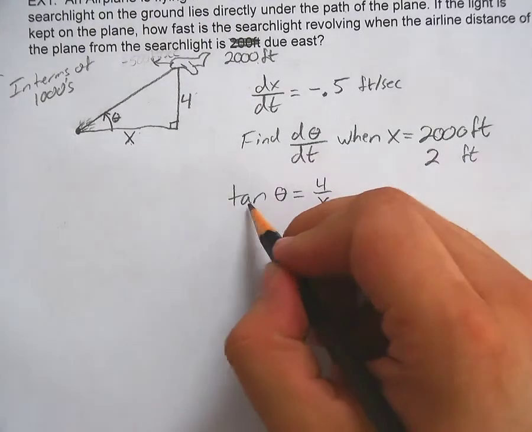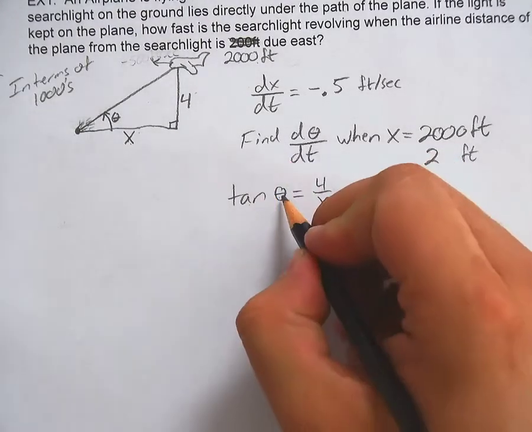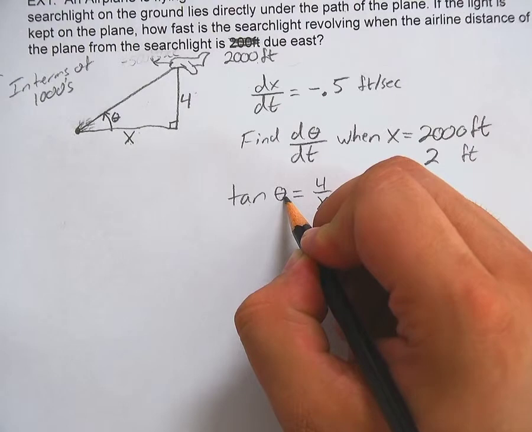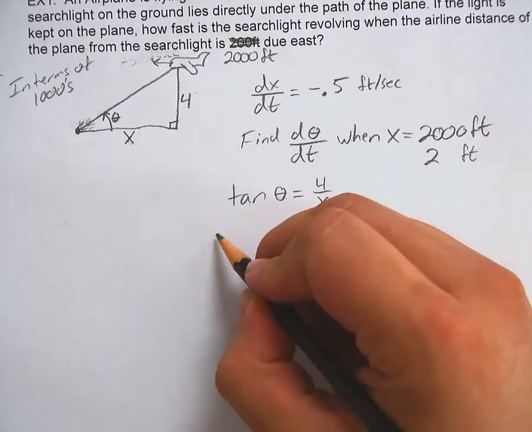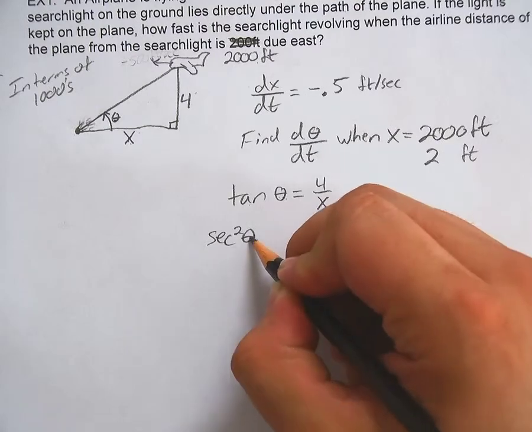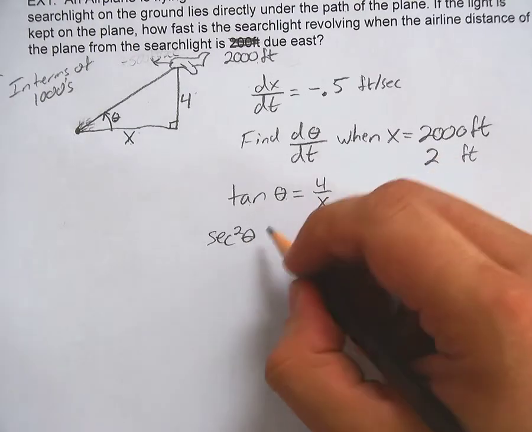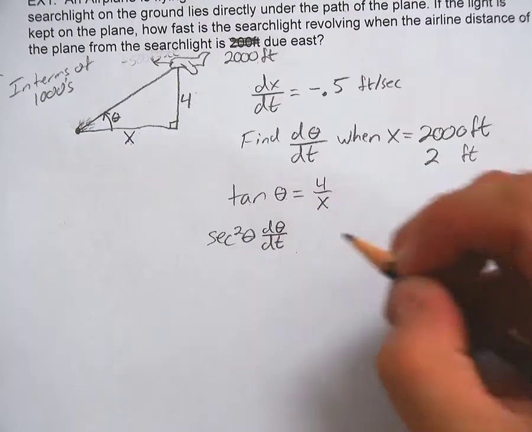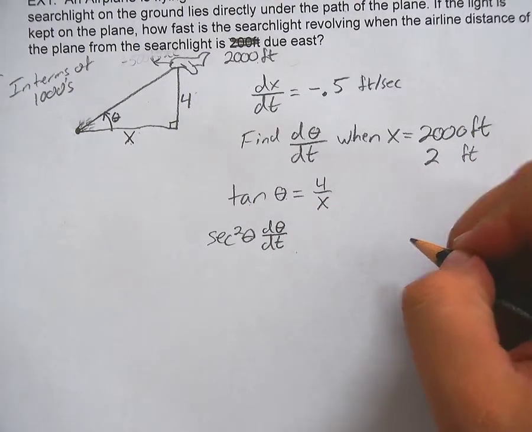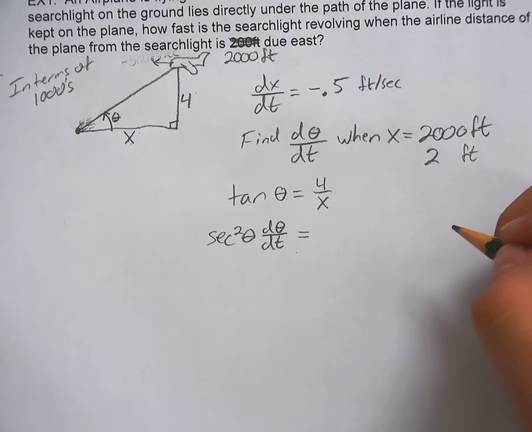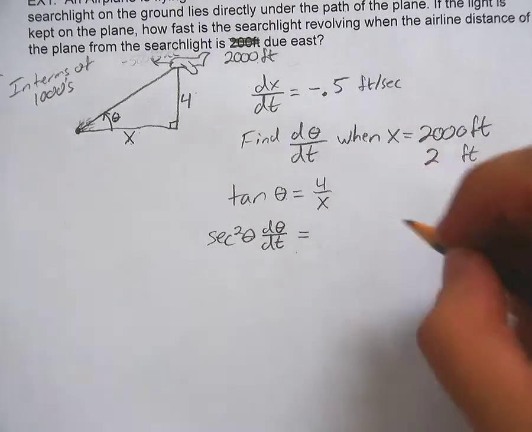The derivative of tangent of theta. Now instead of an x or a y, we have a theta, so I'm still going to treat it the same as a variable because we don't know what it is. That's going to be secant squared theta, but since theta is not time, d theta dt. Boom. Is equal to, let's try and rewrite this here.